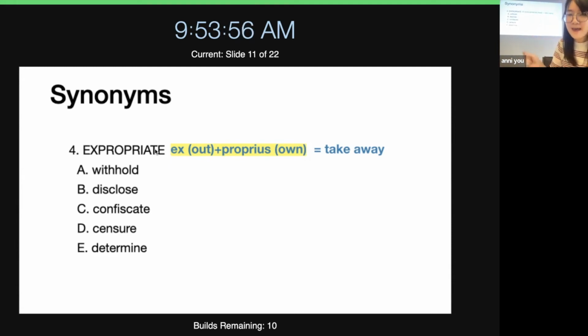Okay, if you take a candy from a classmate, it's not expropriate. Okay, think about which word means take away here. You could do elimination. Just eliminate those options that don't mean take away. Then what's left is the correct answer.